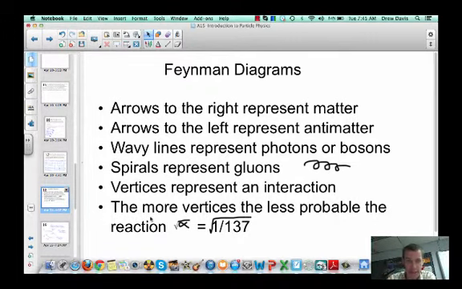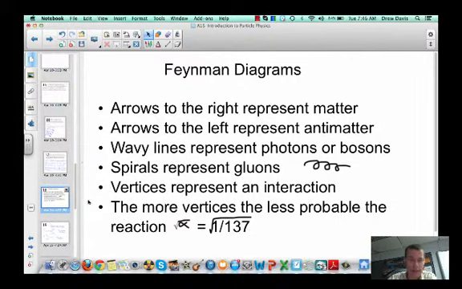And then finally, I'm going to talk about this in a minute: the more vertices there are in a Feynman diagram, the less likely it happens. So some of the diagrams we look at only have one vertex, and those diagrams happen quite a bit. That's stuff like an electron being repelled by another electron. That happens all the time. But you will see a diagram of photon-photon scattering where light repels light, and light doesn't repel light very often. As you know, waves generally pass through each other, and so that's a rare occurrence.